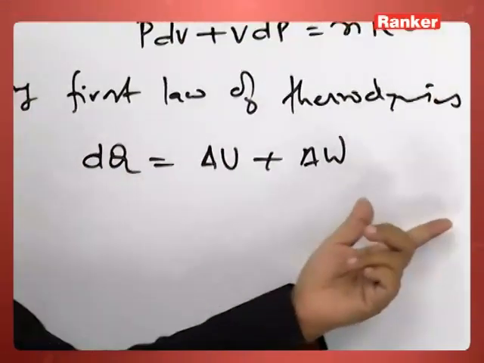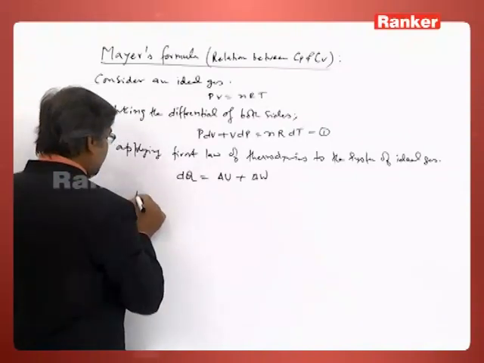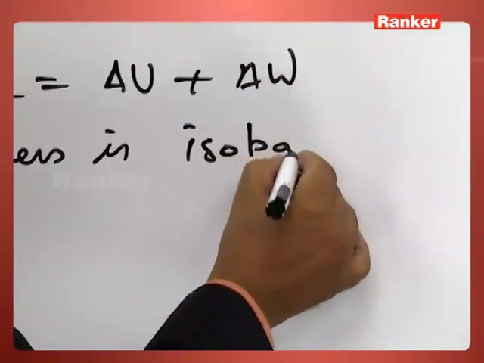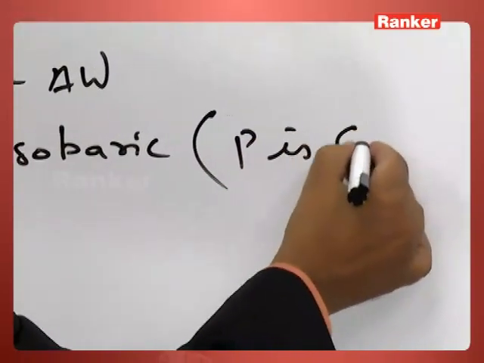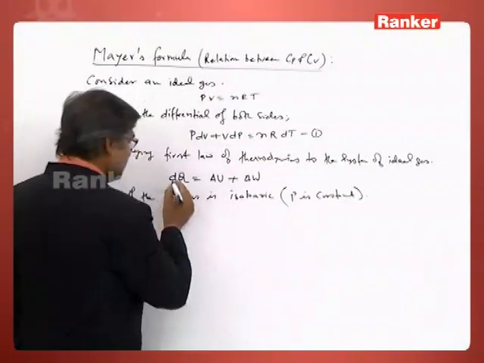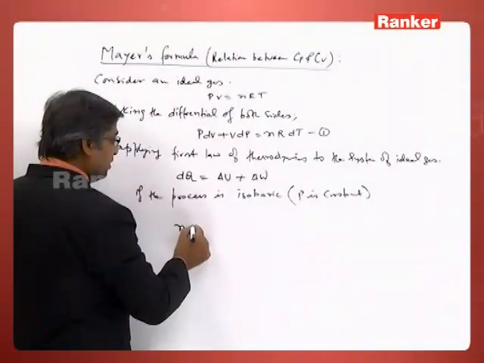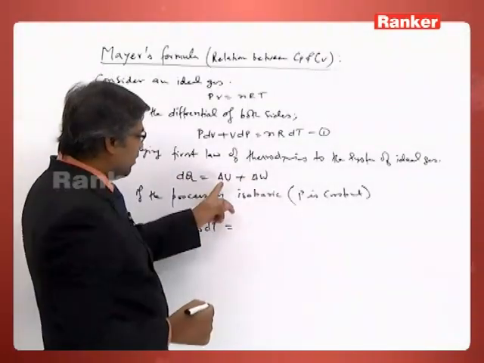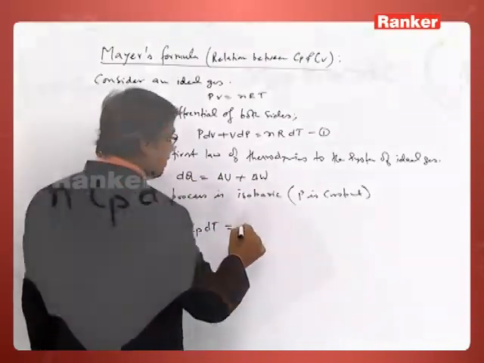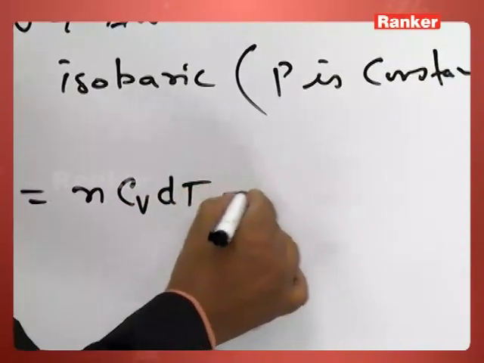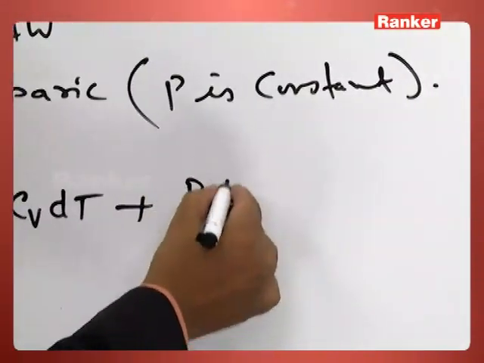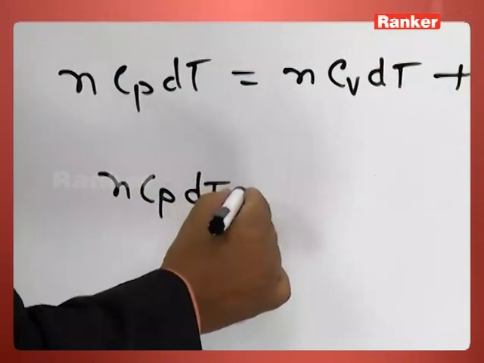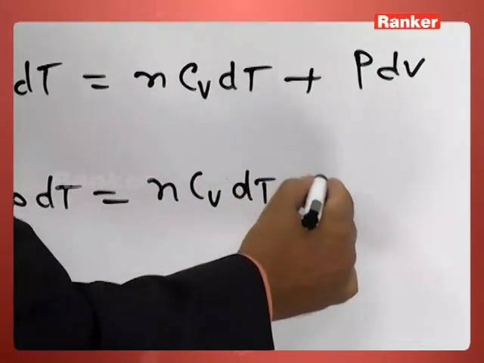For an ideal gas, dW is P dV, and if the process is isobaric, P is constant. So if P is constant, then I will write dq is n molar Cp dT. For whatever may be the process, dU will always be equal to n Cv dT, and for an ideal gas, work done is given as P dV. So we have here n Cp dT = n Cv dT + P dV.